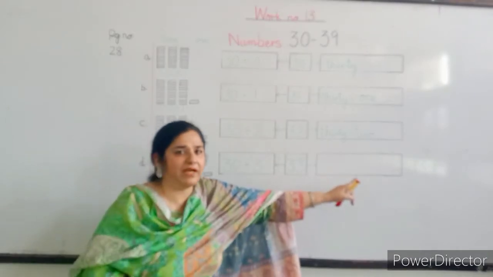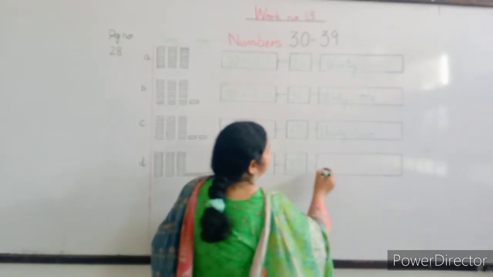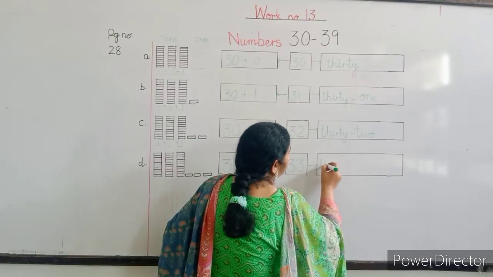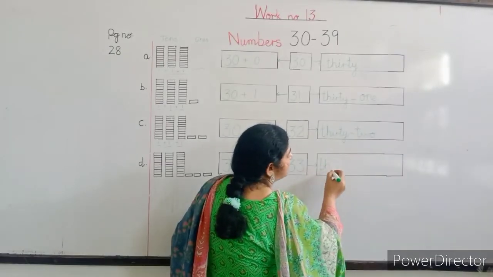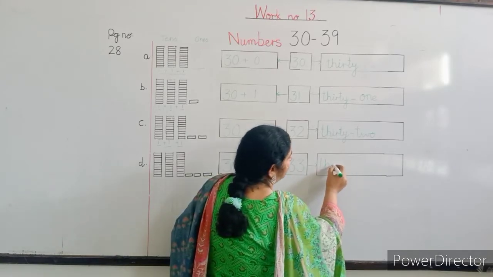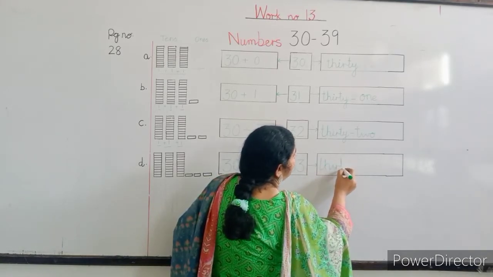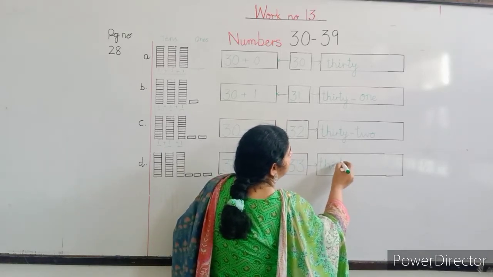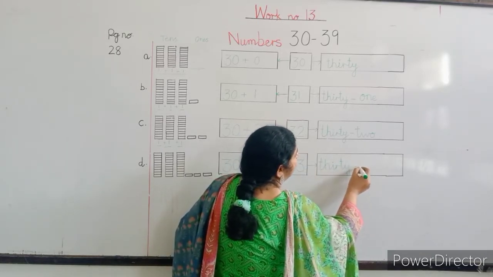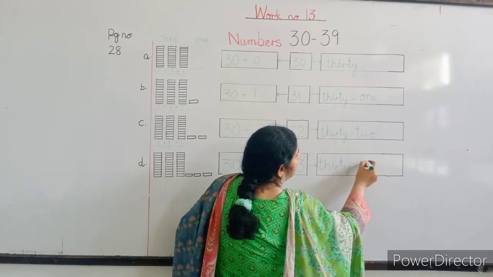And now we will write its number name. Look here, PH. You have to tell me its spellings. Yes, children, I am listening. THIR, 30. Now start from here. 30 dash 3.